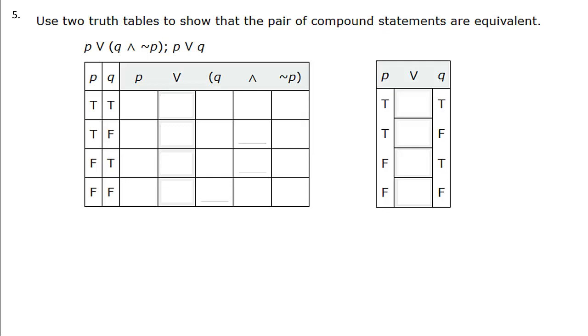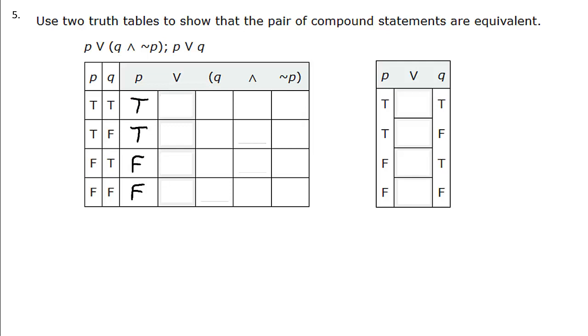Number 5, use two truth tables to show that the pair of compound statements are equivalent. So they give you the statement P ORed with the grouped Q and not P. That's the left truth table. And then the right truth table is the P or Q. So you're going to complete both truth tables and show that the values are the same. If they're not the same, the statements are not equivalent.